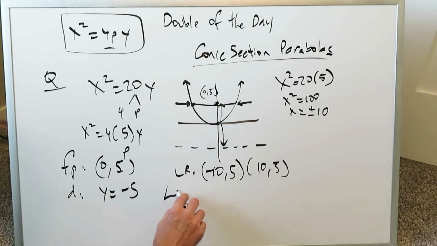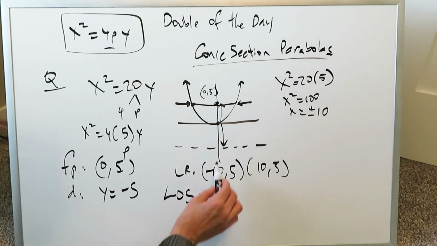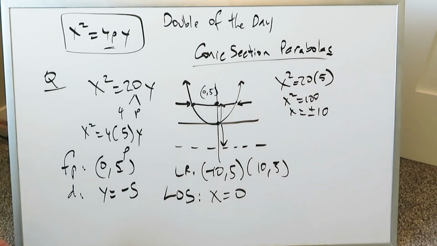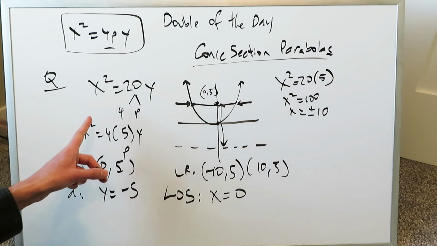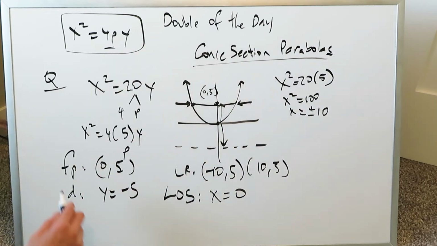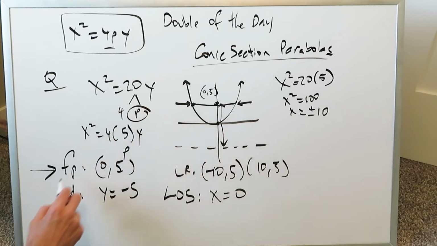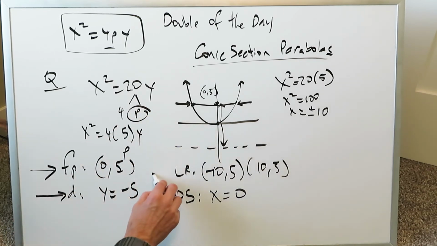And lastly, line of axis or line of symmetry. Here is your y-axis, which would be x equals 0. These are all the elements you need to look for in a parabola, whether it's translated, whether it is not, whether it's up or whether it's down. You must look for the focal point, you must calculate the p value, you must look for the directrix, the latus rectum, and the line of symmetry.